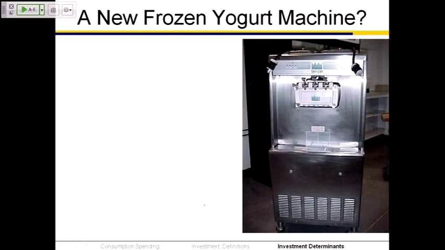Suppose that you are Yogurt Park and you're thinking about buying a new machine, and suppose this new frozen yogurt machine is a $10,000 machine. In order to decide whether or not to buy this new $10,000 machine, you need to do a business plan, and you need to estimate.